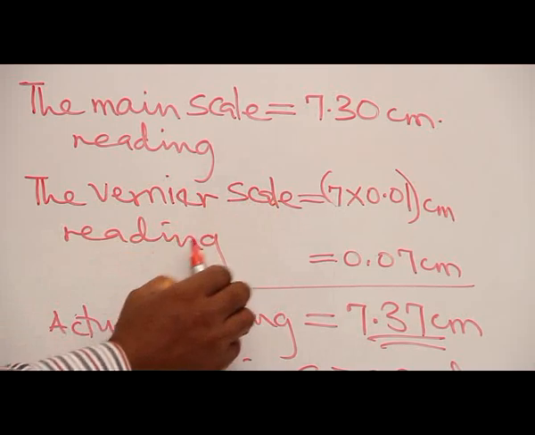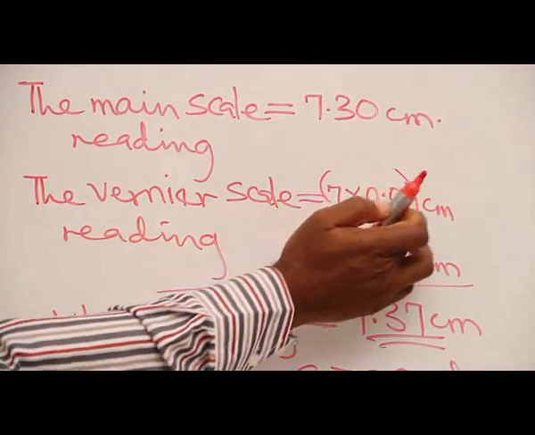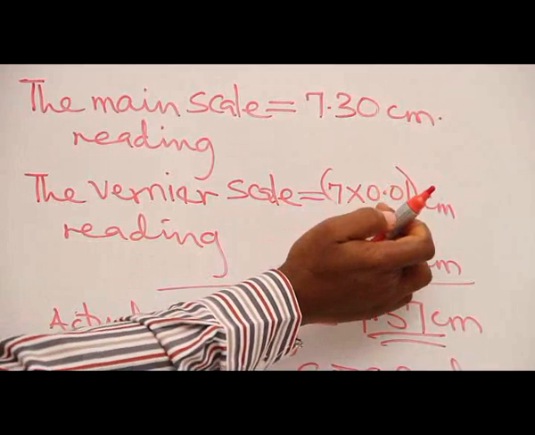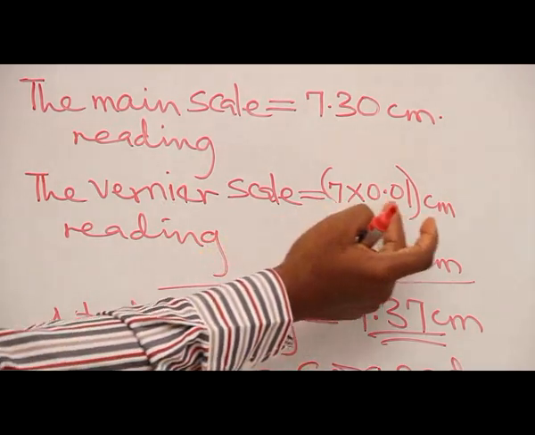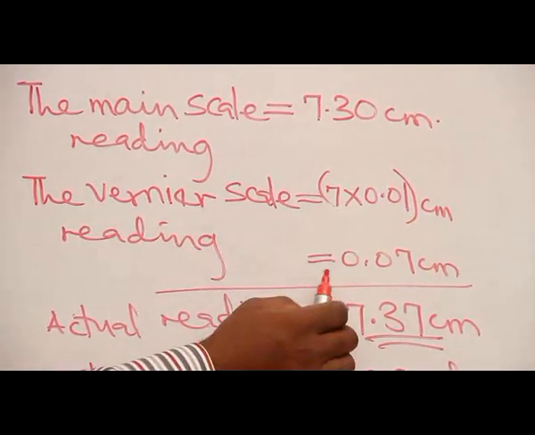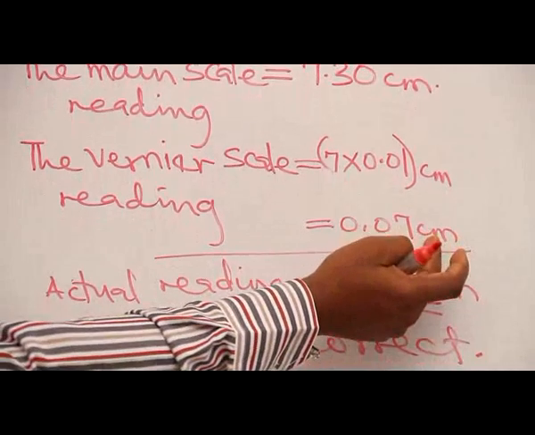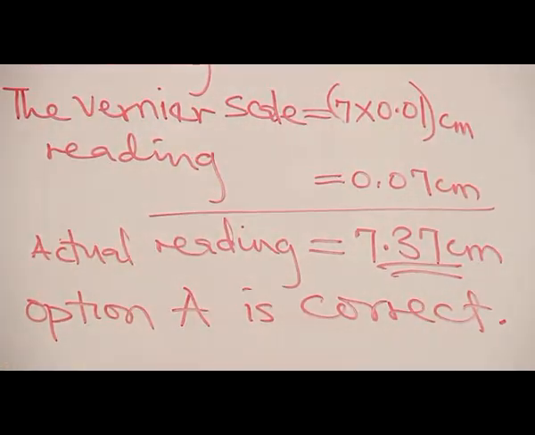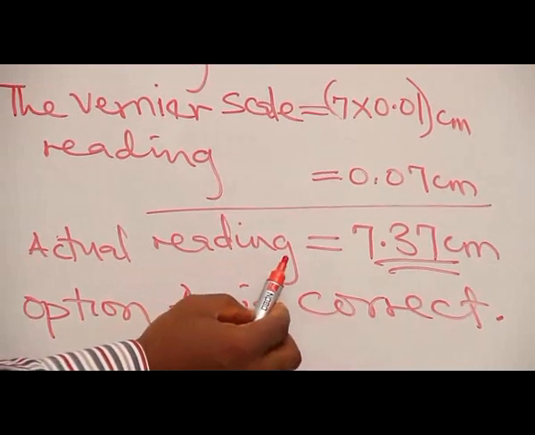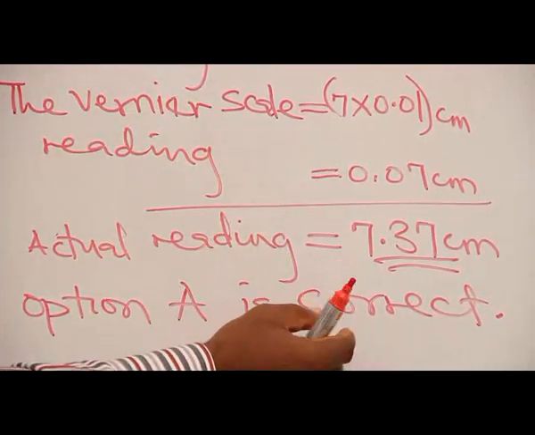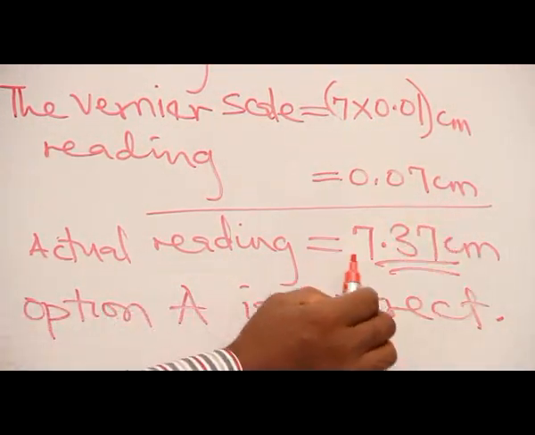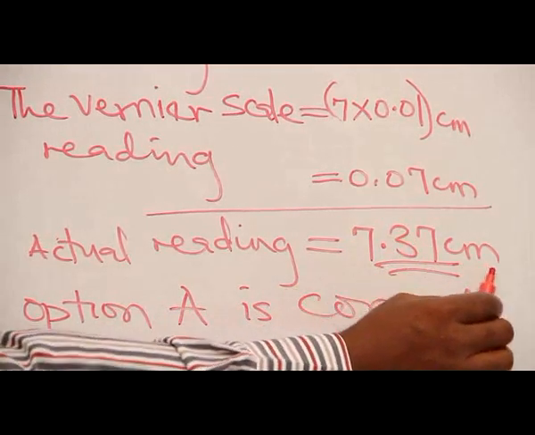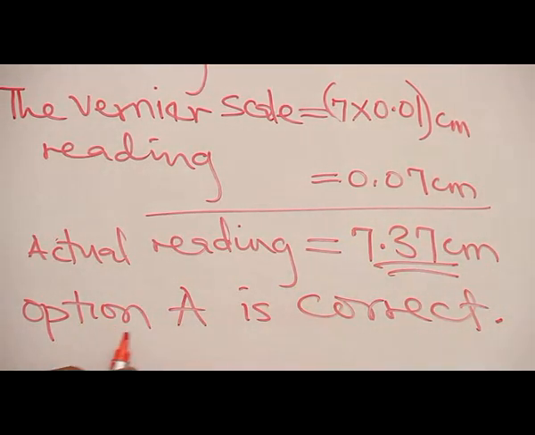So the vernier scale reading is 7 times the reading accuracy of the vernier calipers, which is 0.01 centimeters. Then 7 multiplied by 0.01 gives a value of 0.07 centimeters as our vernier scale reading. The actual reading of the diagram above is therefore the summation of the main scale reading and the vernier scale reading, which is 7.37 centimeters. Therefore, the correct option is option A.